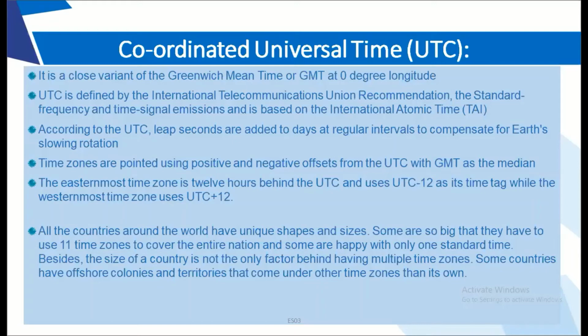All these countries around the world have unique shapes and sizes. Some are so big that they have to use 11 time zones to cover the entire nation, and some are happy with only one standard time. Besides, the size of a country is not the only factor behind having multiple time zones. Some countries have offshore colonies and territories that come under a time zone other than their own.